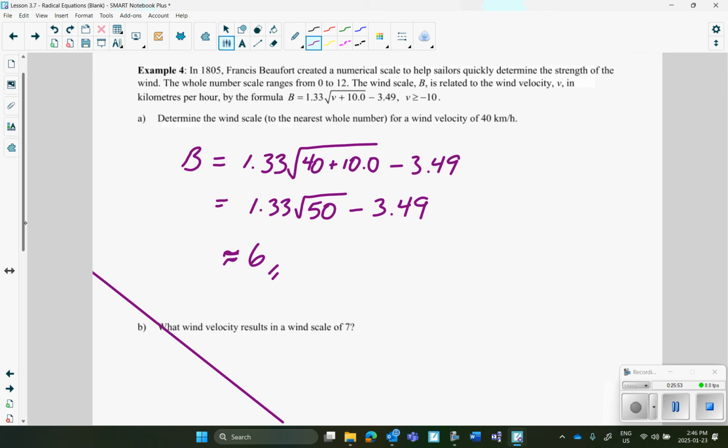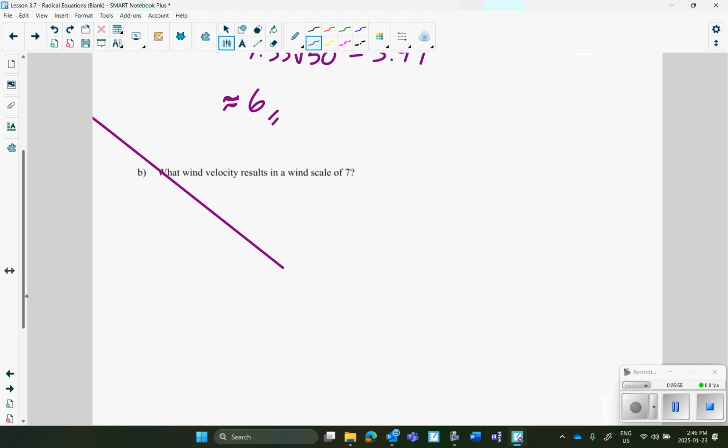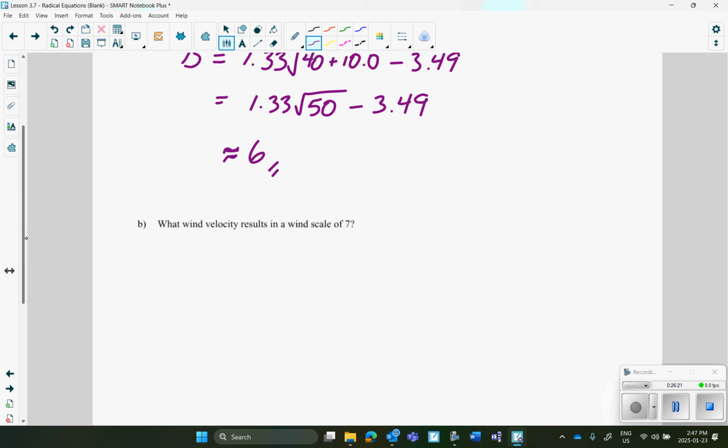What about the second question where we're asked to work backwards? We're told the wind scale is 7. What does that translate to in terms of wind speed? Well, obviously, it's going to be more than 40 kilometers an hour, because in the previous one, 40 kilometers gave us 6. 7 has got to give us higher. How do we figure out the exact answer?